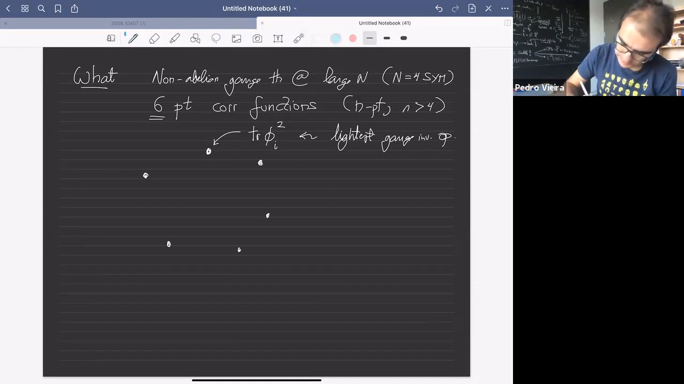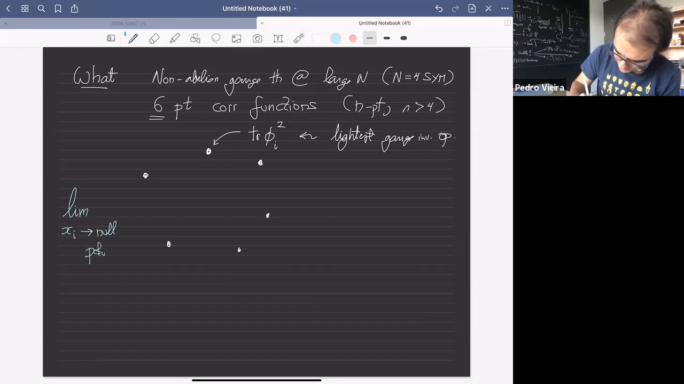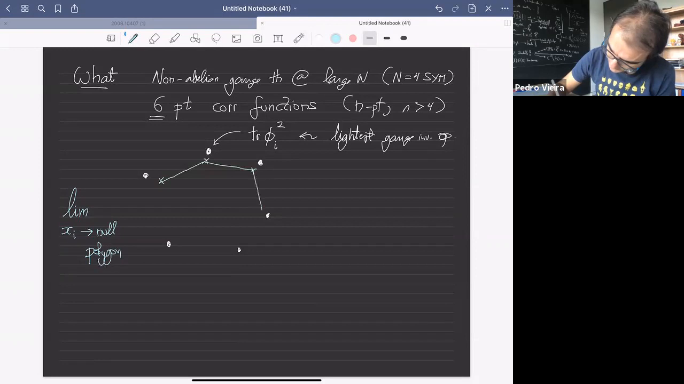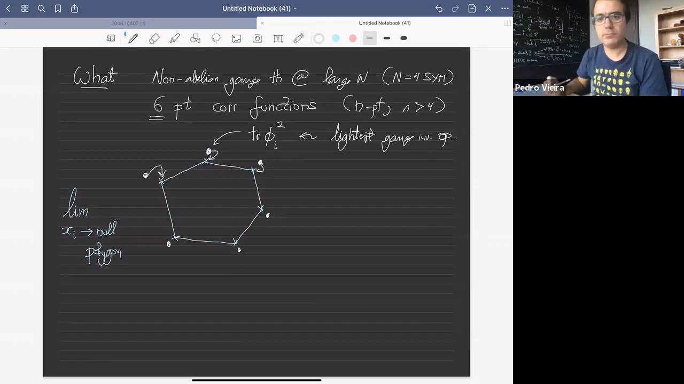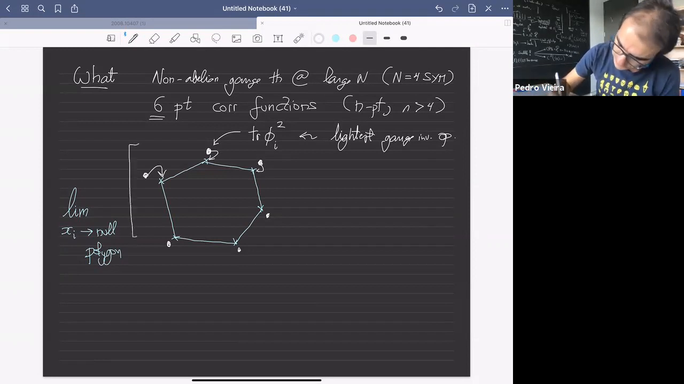And then what we are going to study is the limit when these insertion positions go to the cusps of a null polygon. So there would be some null polygon. For example, in this case, it would be a null hexagon. And so all points become consecutively null separated. So we take this limit where all points approach the cusps of a null polygon. Okay. And then we consider the limit of this correlation function, this 6-point function.